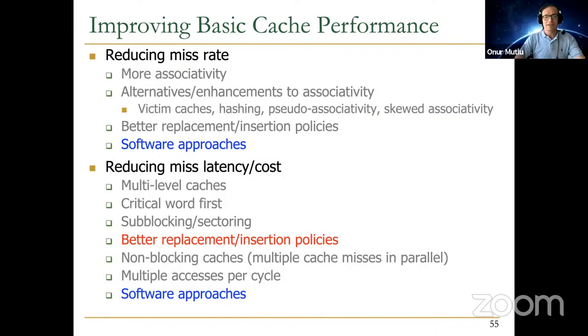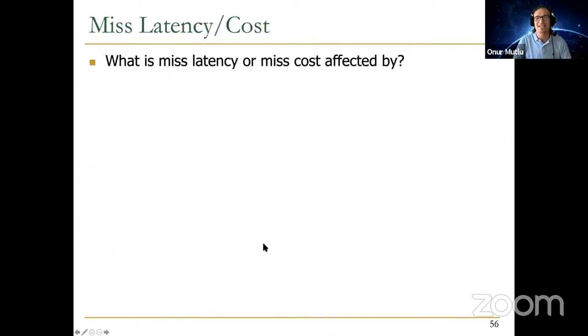Okay, so we've talked about some software approaches. Now let's talk about some better replacement and insertion policies. And I'm going to focus on one thing that is often ignored, which is the miss latency and cost. And we've talked about this briefly early on, but let me ask you the question, what is the miss latency or miss cost affected by from a given level of cache hierarchy?